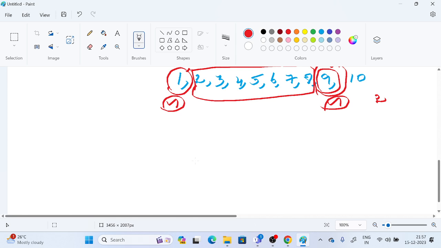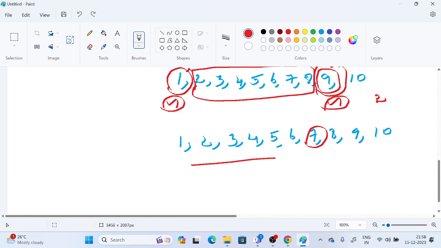For example, let me draw it once again: 3, 4, 5, 6, 7, 8, 9, 10. I am asked to find if the number 7 is a prime number or not. I want to check the factors from 1. The loop should continue from 1. I already know 7 is perfectly divisible by 1, and again 7 is perfectly divisible by 7 itself.